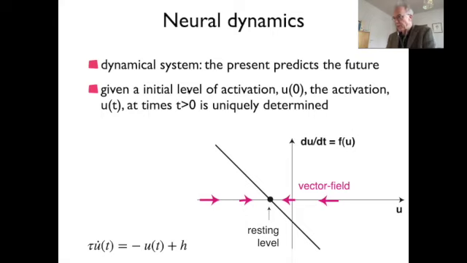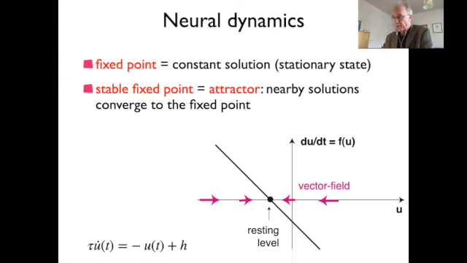In this same sense, you learn that any initial level of activation determines the future with this typical mental simulation picture. If you're here, you have a negative rate of change, you're decreasing. If you're here, you have a positive rate of change, you're increasing, right? And that's why you would be converging to the fixed point. That is an attractor. So you would be converging to that. And the fixed point is essentially a constant activation level as a solution, the stationary state.